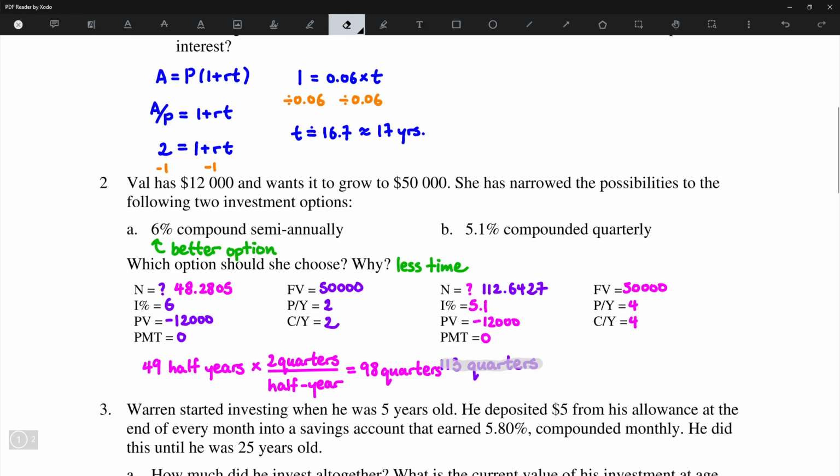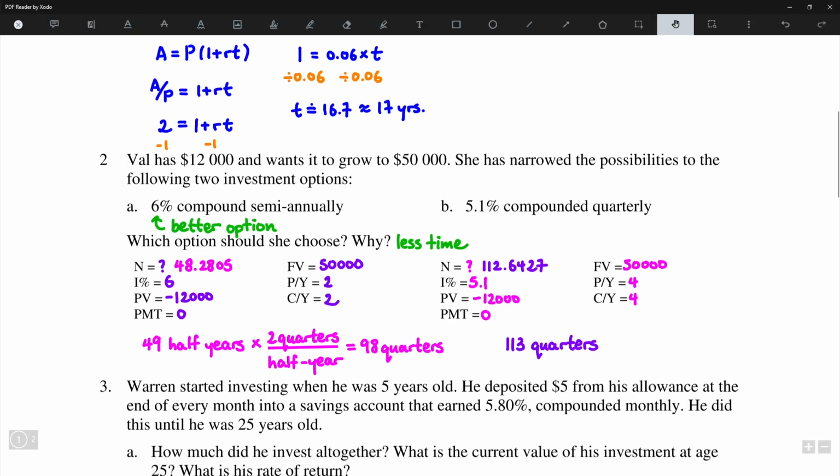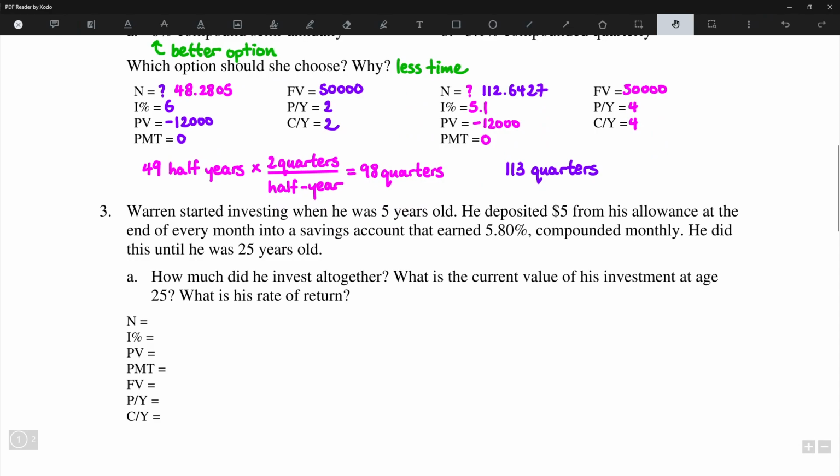Going to rewrite these so it's a little bit less squished. So here we have 113 quarters once again. Okay, let's look at the next example. So of course we can use the TVM solver to find other values as well.